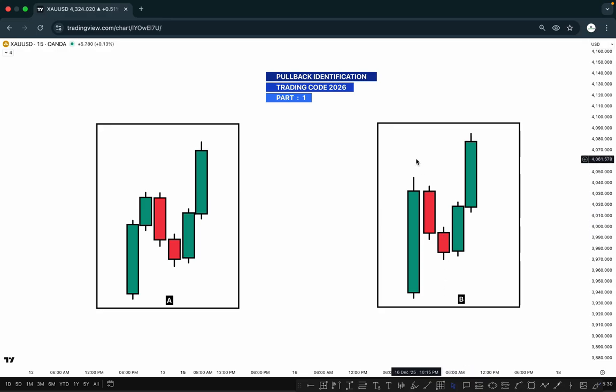In this case, we can see the previous candle high is here and the low is here. It means this is our actual candle, whose low is broken. So we can consider this a valid pullback. What happens if the bearish candle high is here, like this one?